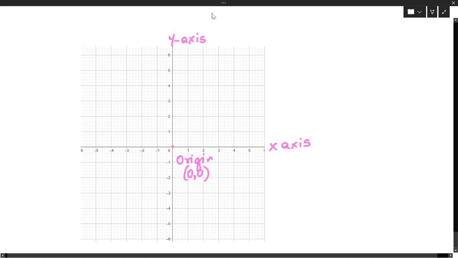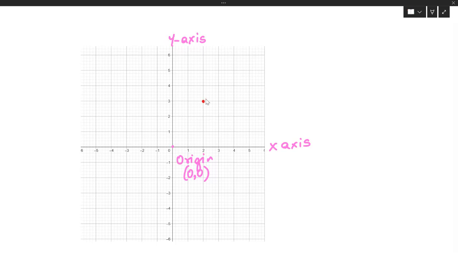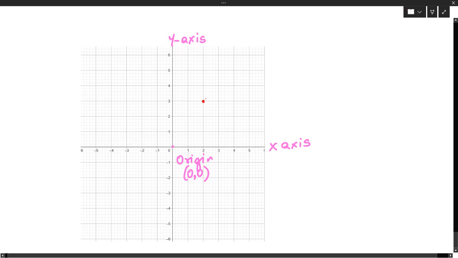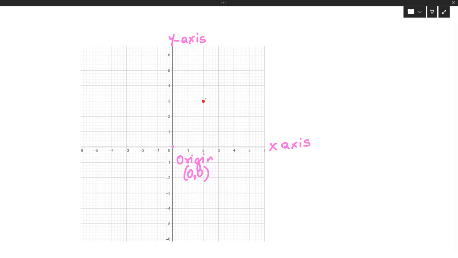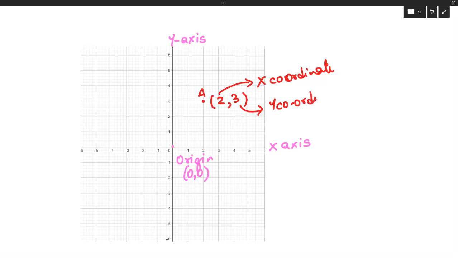Now we have one more term. Suppose I plot one point here. So can you tell me the coordinates of the point? Tell me. Okay, so what is 2? The x coordinate, because we took it from the x axis. We have seen it from the x axis. What is 3? 3 is the y coordinate. Easy, sorted. I think we all know this. The distance of the point from the y axis is the x coordinate.